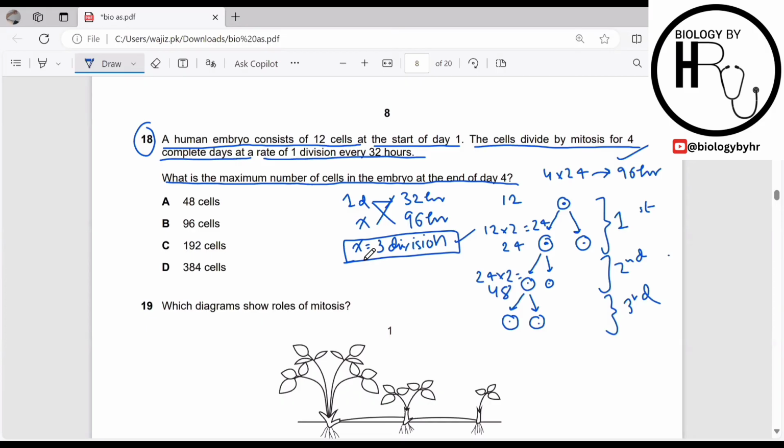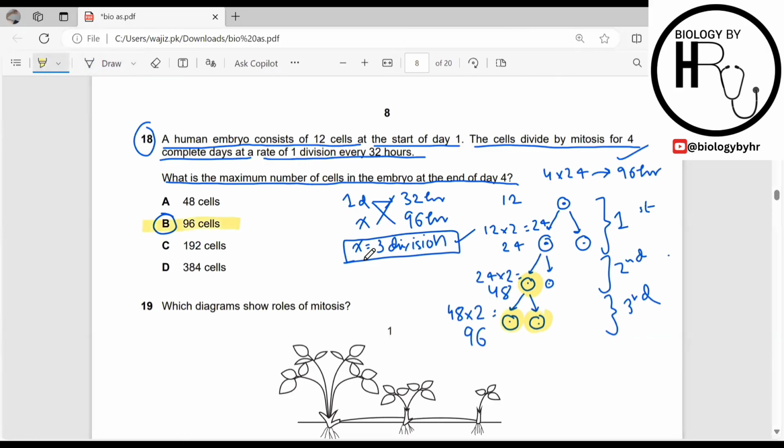And then these 48 cells are again going to divide into two cells each. So we simply multiply 48 by 2. I hope you guys are getting how to solve it. We simply have to multiply the values by 2. So hence the answer over here is option B.